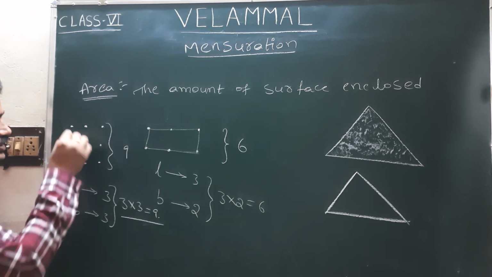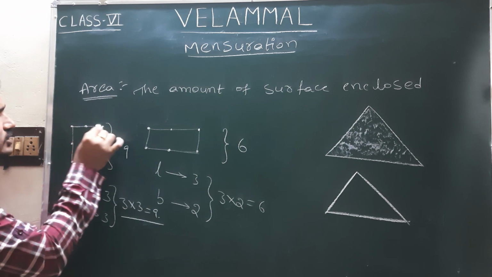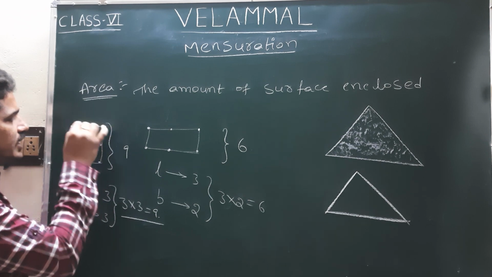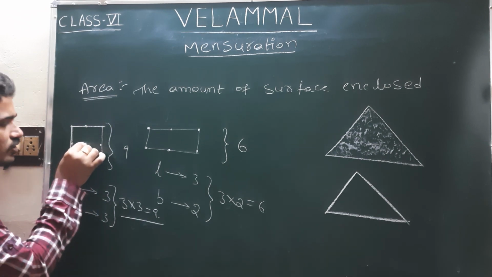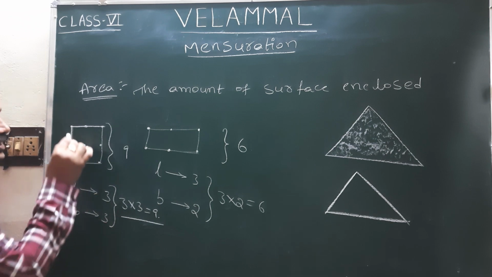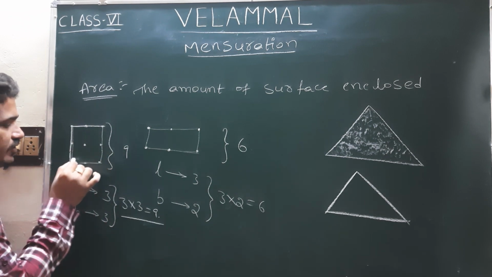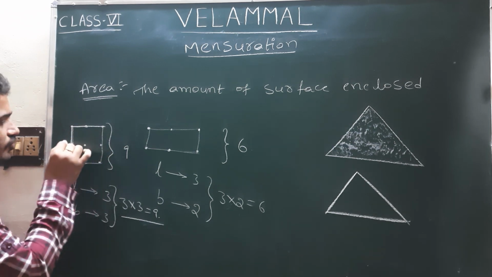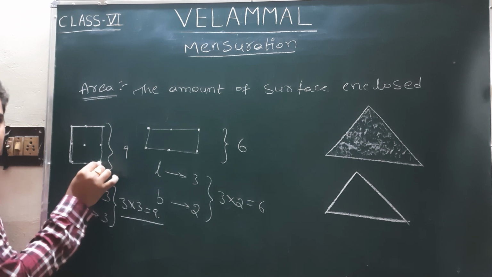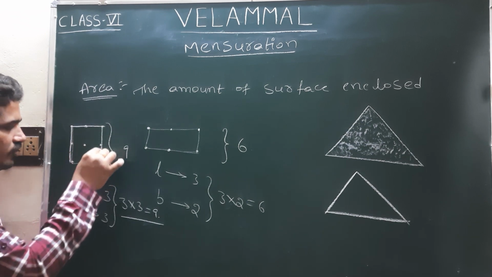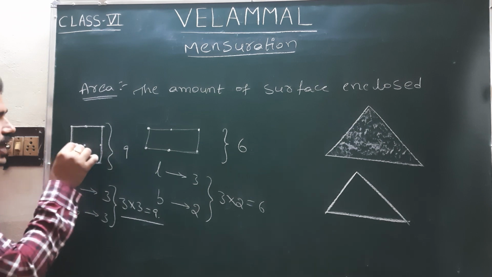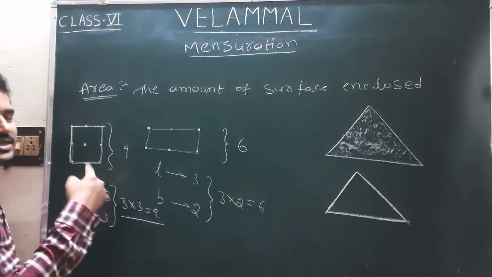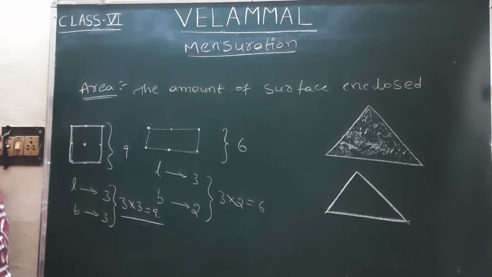See, for finding the area, if we join this, we will get one square shape. If we multiply length side and breadth side, we get the answer including the inside also. See, 1, 2, 3, 4, 5, 6, 7, 8, 9. Or else if we count only the boundary, 1, 2, 3, 4, 5, 6, 7, 8, we get only 8, but by multiplying we get the inside also. So that's why we say area is the multiplication of the length and breadth.